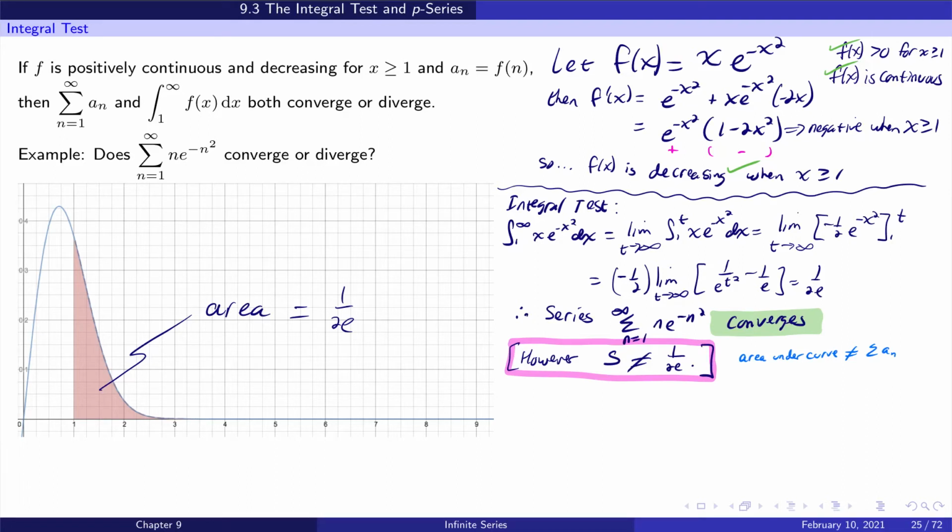These are the notes for day 97, section 9.3. There are two ways to test for convergence, the integral test and the p-series test.